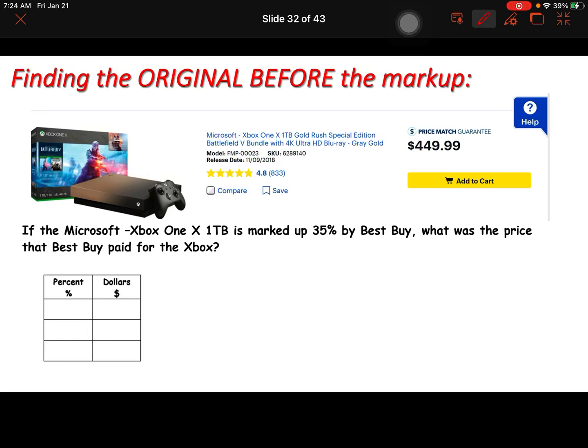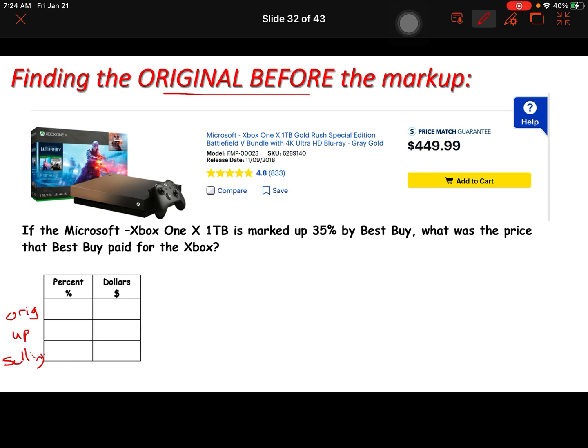Okay, welcome back. This is part 2 of our markup lesson 6.5 notes. This time we're on page 10 and we're finding the original before the markup. So once again, the table is very helpful. We're going to go original here, then the markup, and then this is going to be the selling price down here this time.